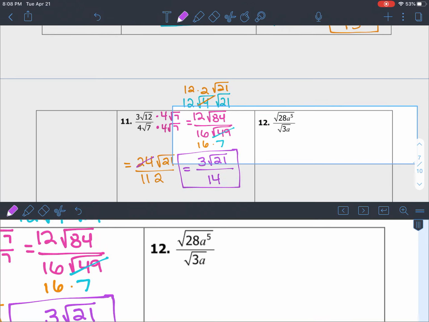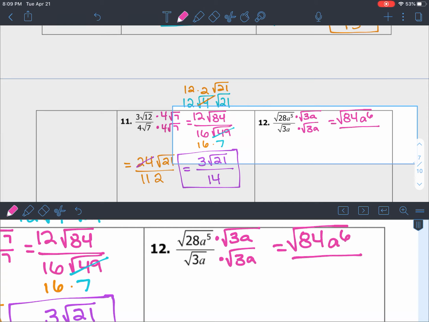All right, this one has variables involved with it. So we'll do this one. When I do this guy, I'm going to have to multiply by whatever my denominator is. So I'm going to multiply by the square root of 3a on top and the square root of 3a on bottom. So when I do that, 28 times 3 gives me 84. And then a to the 5th times a is a to the 6th, all over the square root of 9a squared.